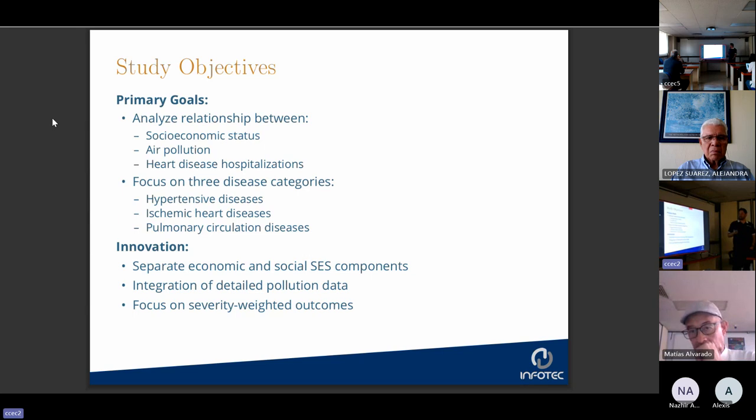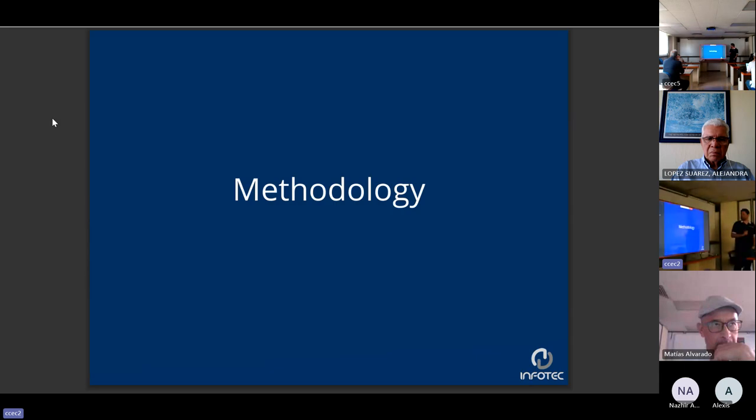Our primary goal is to analyze the relationship between socioeconomic status, air pollution, and heart disease hospitalizations, focusing on three disease categories: hypertensive disease, ischemic heart disease, and pulmonary circulation disease. The innovation in this study is that we separate economic and social components, we have integrated the entire pollution data, and we focus on severity-weighted outcomes.